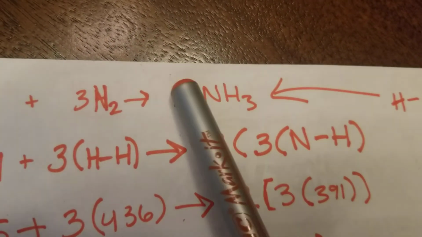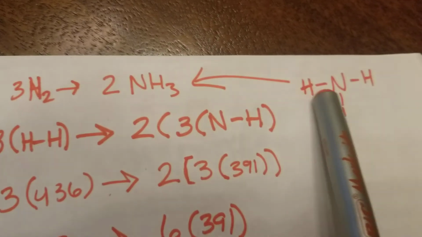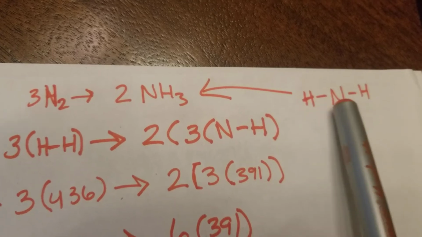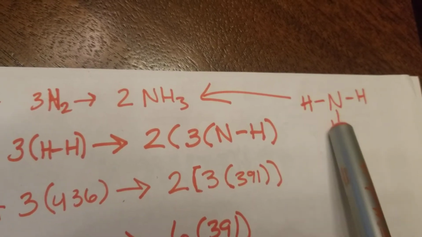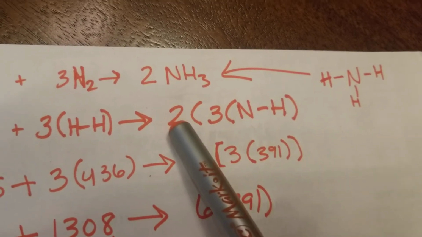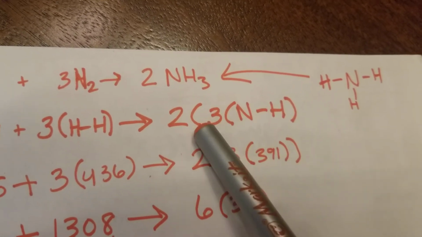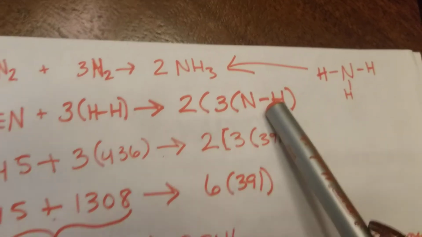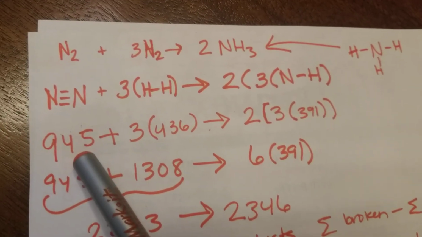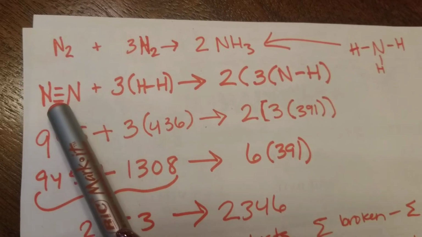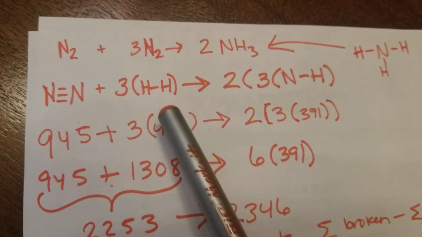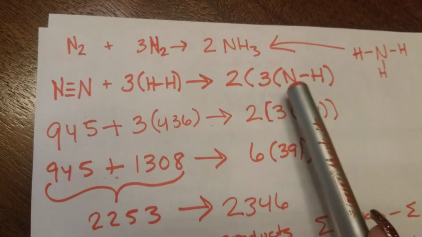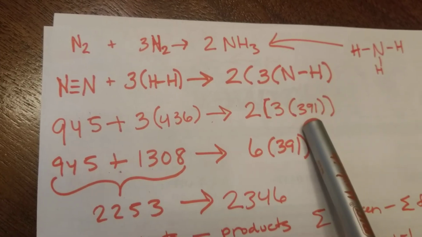On the product side, there's 2 moles of NH3. Well, what does NH3 look like? You should know that this is what NH3 looks like based on valence electrons. It's N bonded to 1, 2, 3 hydrogens. Therefore, it is 2 from the coefficient, 3 because of the 3 single bonds from N to H. See that? Okay, now I go to my data booklet. I want you guys to go see that for N triple bond N, the value is 945. For H single bond H, the value is 436. For N single bond H, the value is 391.